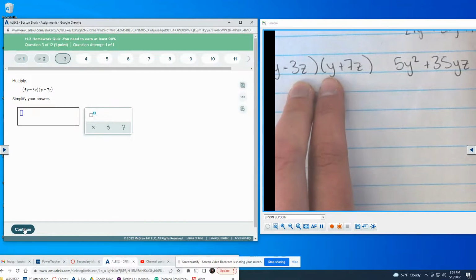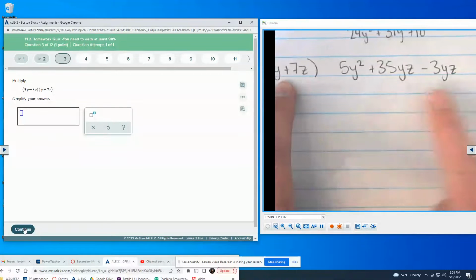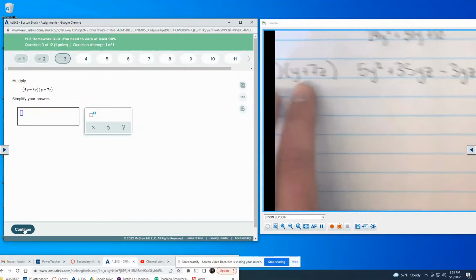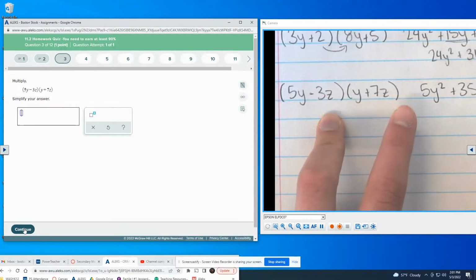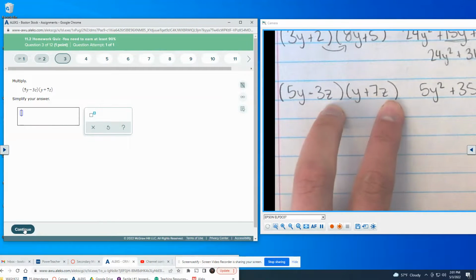Then I'm going to multiply these together. I get negative 3. You can write zy if you prefer. I like to leave my letters in alphabetical order, and that'll make sure that my terms look the same because they are the same. I explained this more in the lesson video. Then we multiply these two together to get negative 21z squared.